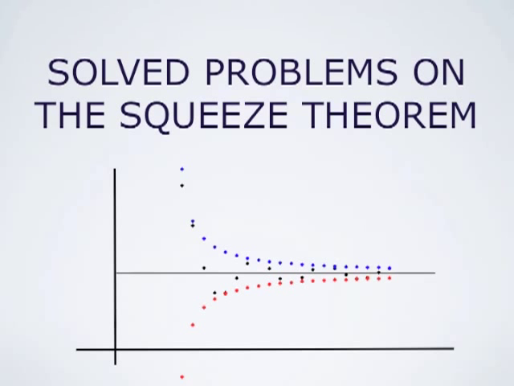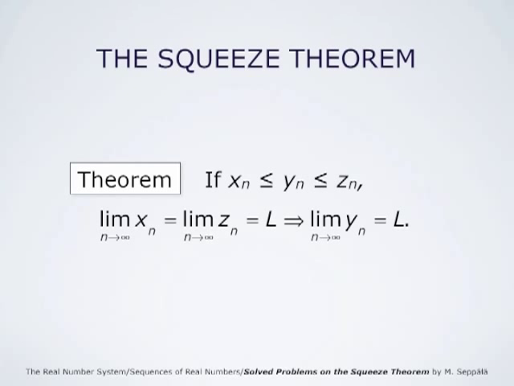Solve problems on the squeeze theorem. We start by reviewing the theory. The squeeze theorem states that if xn is always at most yn is always at most zn, and if the sequences formed by the numbers xn and the numbers zn have the same limit L, then the sequence formed by the numbers yn has also that limit.